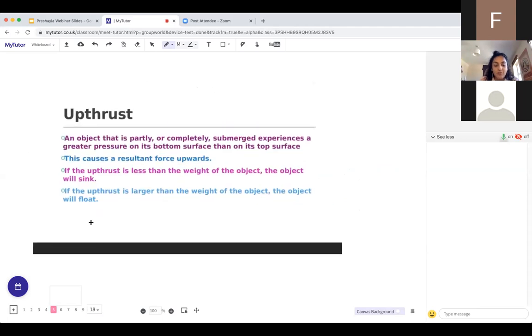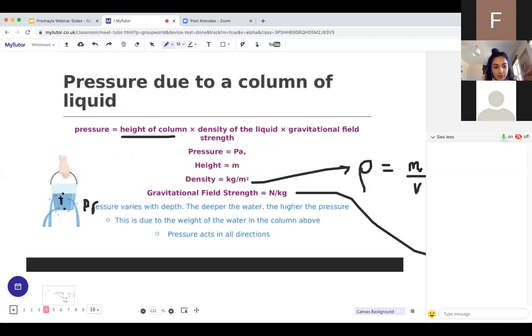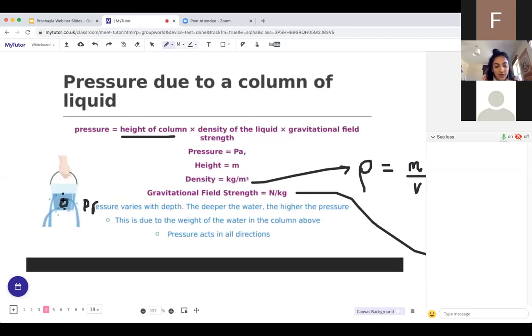Okay, so upthrust is another key term that we need to know about. Upthrust is when an object that is partly or completely submerged, so underwater, experiences a greater pressure on its bottom surface than its top surface. Okay, so let's say we drop a little cube into the water. The bottom of the cube has a greater pressure than the top of the cube.